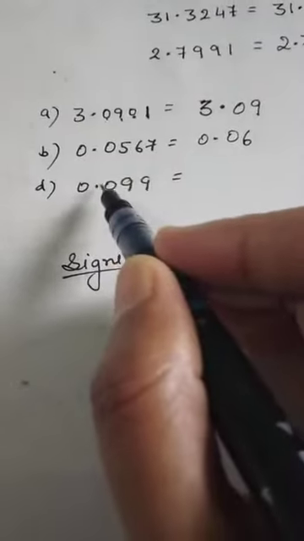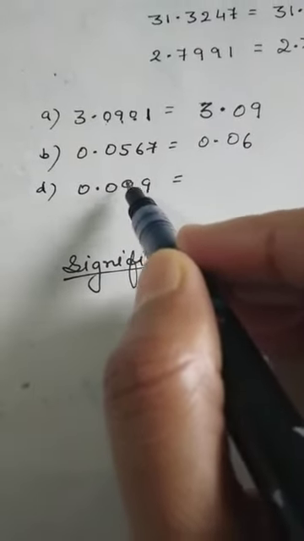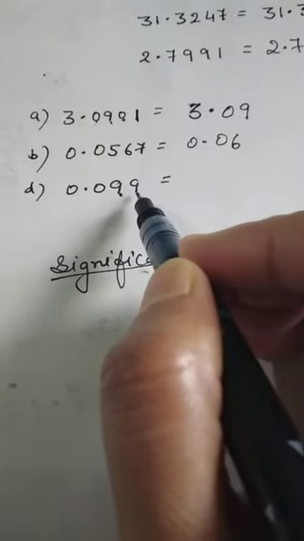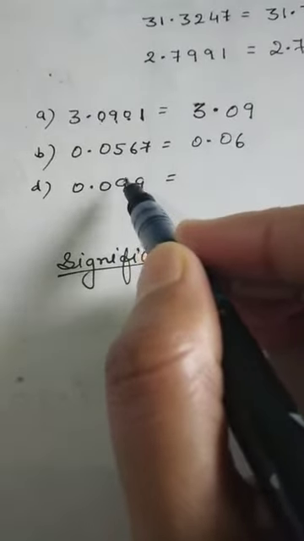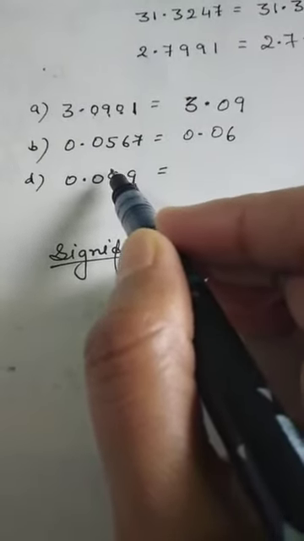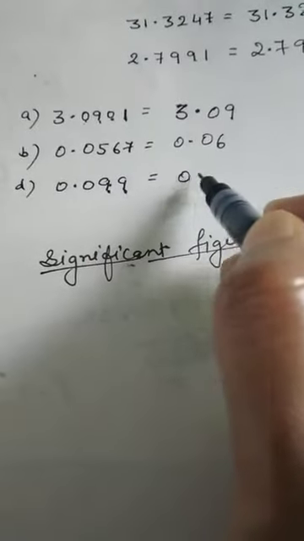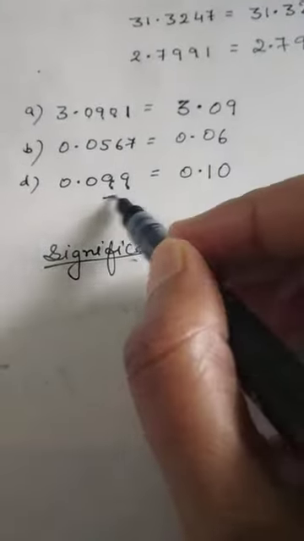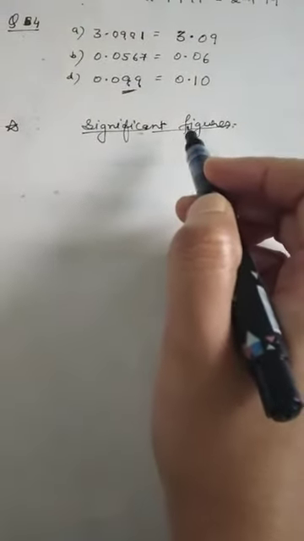Next, 0.099. This also you have to round off up to the hundredths place, up to here. Just after this, what is this? 9. 9 is more than 5, so this will increase by 1. So 9 will become 10, 0 and 1 will carry. So it will become 0.10, which is the round off figure of this. Got it?